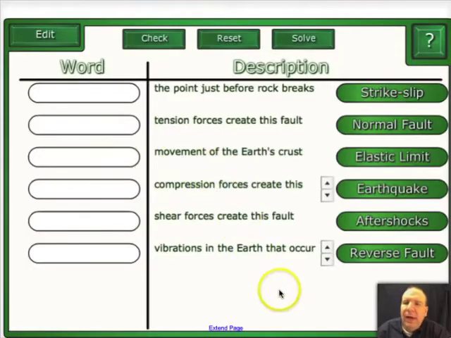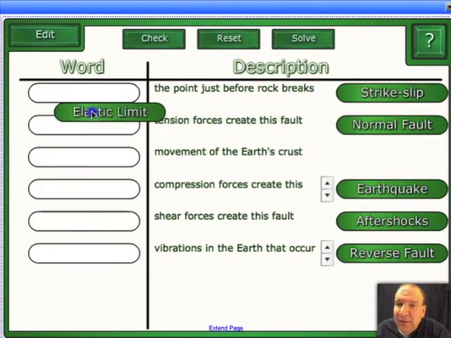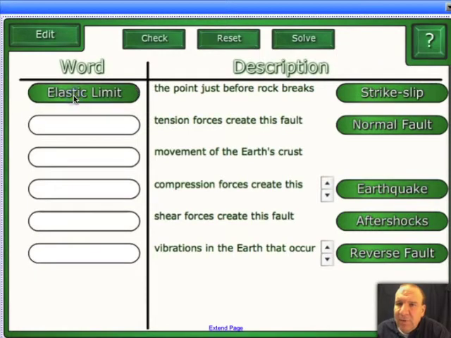Here, how about some vocabulary? So what I would suggest you do is maybe pause the video right now and see if you can answer these, and then I'll go through and explain them and see if you get the same answers as me. A point just before the rock breaks. Well, that's the elastic limit. Remember, it's kind of like a rubber band. If you're pulling on that rubber band, you're stretching it, and all of a sudden, snap, and it goes.